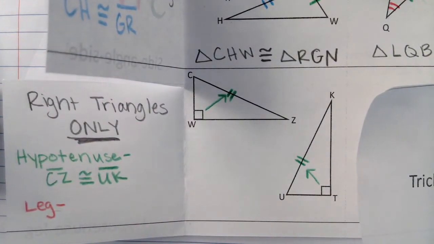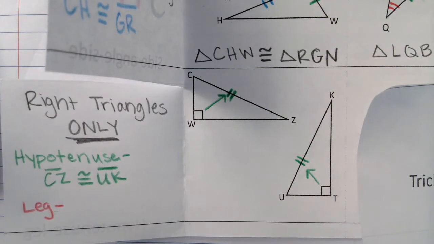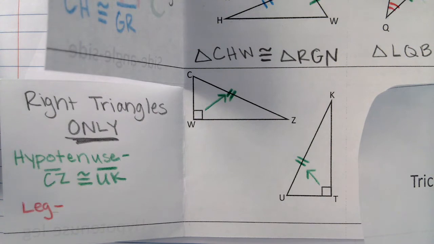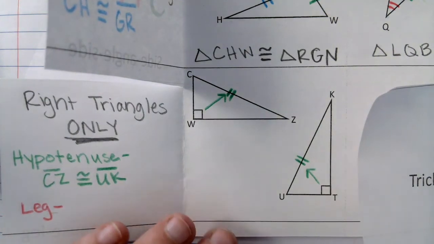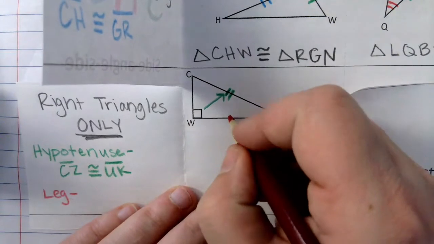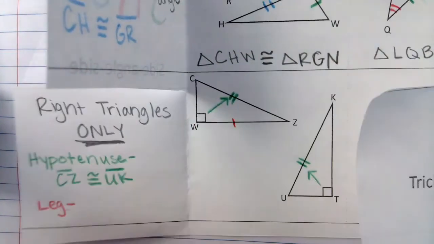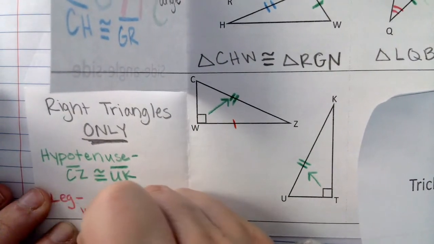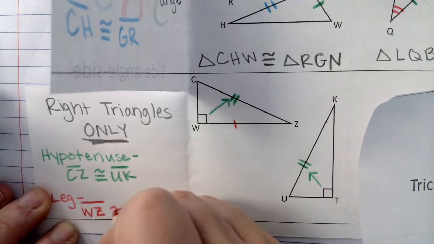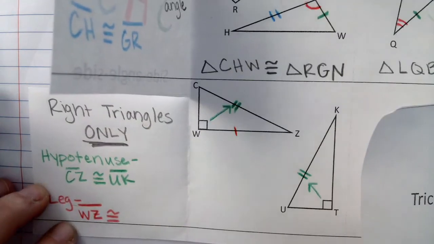And based on looks, which one is WZ going to match up? KT, yep. Katie who? Get it? KT? Katie? Hilarious. The legs are just the 2 sides that are not the hypotenuse. So either of those will be called legs, whatever 2 sides are not the hypotenuse.